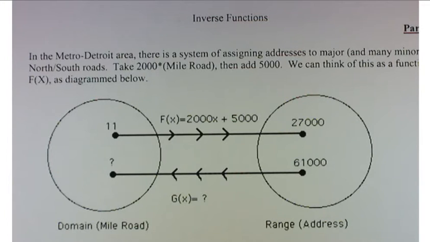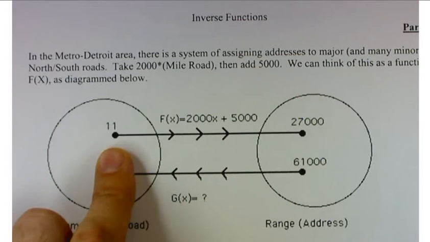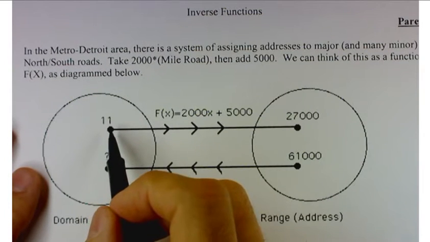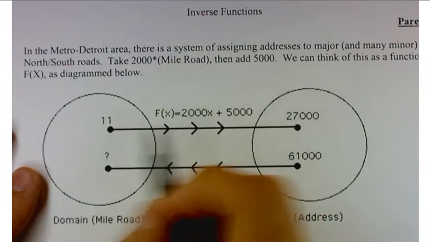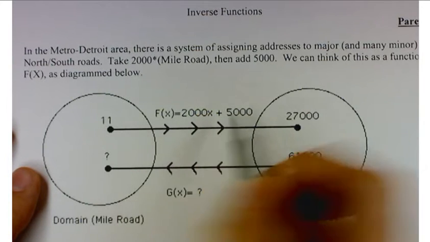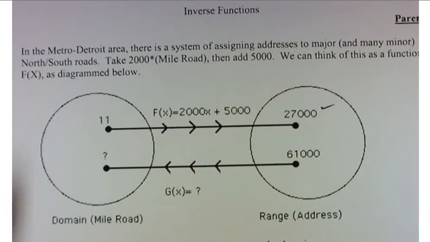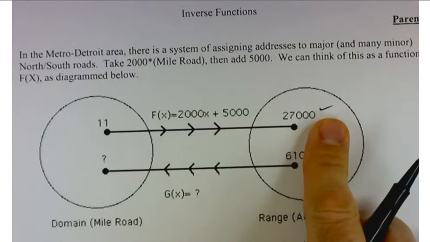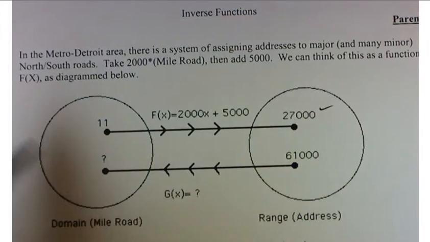So, for instance, at the corner of 11 Mile and Woodward here, there's a Jack's Car Wash and gas station. And the address there, well, if you're the post office, you're going to take 2,000 times 11 plus 5,000 gives you 27,000. Great. But how did I do my magic? I mean, he didn't give me the mile road. He gave me the address. I had to go backwards.